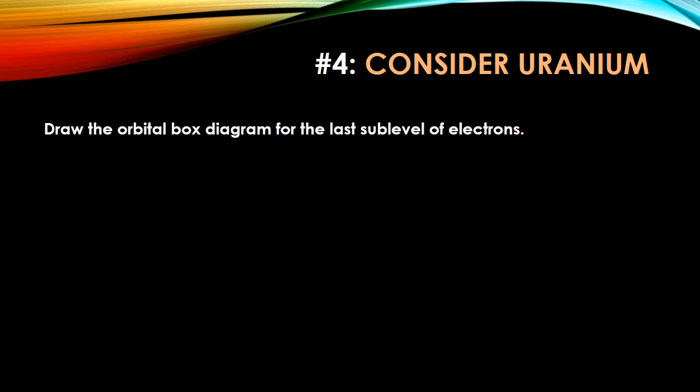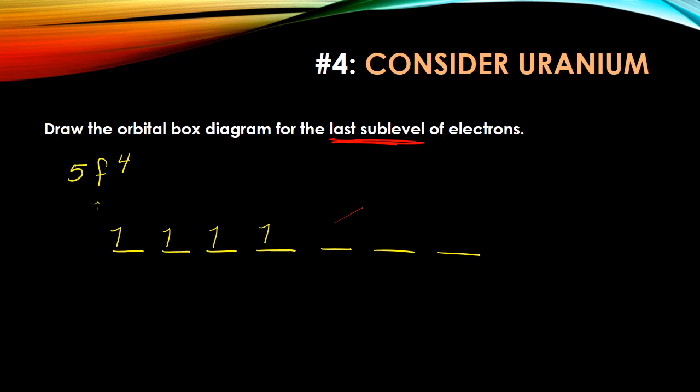The orbital box diagram for the last sublevel. I'm not asking for valence electrons. I'm just asking for the last sublevel. Well, for uranium, our last sublevel was 5f4. How many orbitals are available in the F block? 7. So we need at least 7 lines representing boxes, because I don't like to draw boxes. 1, 2, 3, 4, 5, 6, and 7. You can draw boxes if you want. And I have to place all 4. So 1 up, 1 up, 1 up, 1 up. Oh, that's it. We're done.